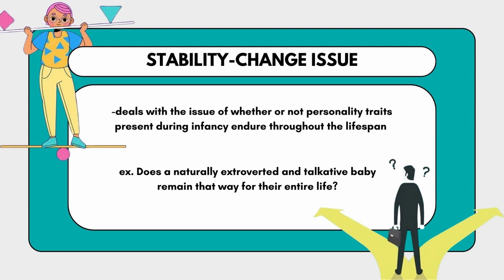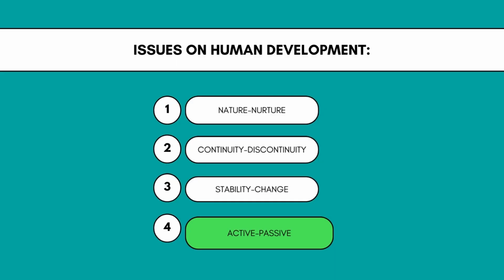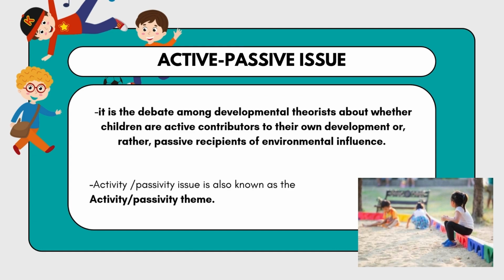So that's what I'm trying to say, that these people that surround us have a huge impact, a huge factor for human development. Now, moving on, let's proceed to the active versus passive issue on human development. The activity versus passivity issue is also known as the activity versus passivity theme. It is the debate among developmental theorists about whether children are active contributors to their own development or rather passive recipients of environmental influence.